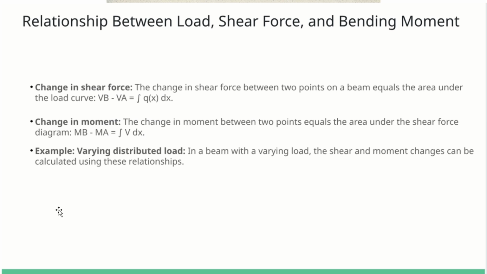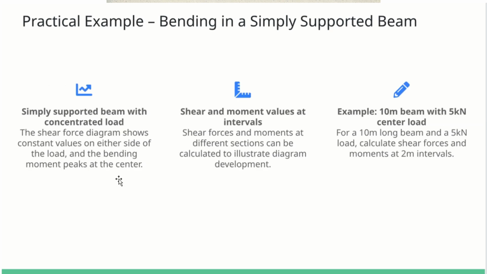Change relationship between load, shear force and bending moment. The change in shear force between two points in a beam equals the area under the load curve: V_B minus V_A equals the integral of q(x) dx. The change in moment between two points equals the area under the shear force: M_B minus M_A equals the integral of V dx. For example, with a varying distributed load, the shear and moment changes can be calculated using this relationship.